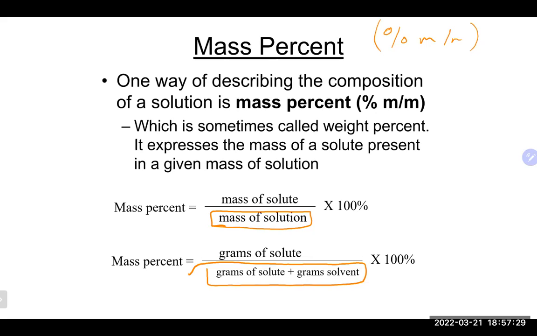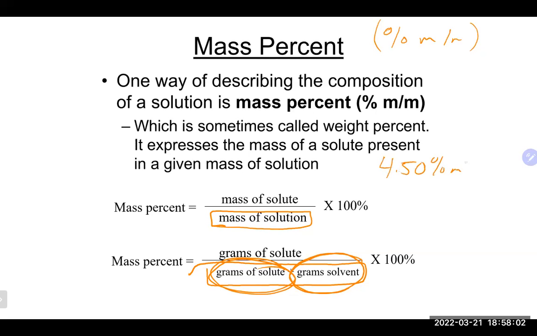So you want to make sure that when you divide on the bottom here, it actually is both of those things together. And in a lot of mass to mass percent problems, you actually do need to add those two numbers together to get the number on the bottom. So that's, again, a very common mistake. People will just look and go, oh, that looks like a big number, I'll just use it, thinking it's the solution, but it really is just the solvent. So you want to make sure you get both of those on the bottom. It's really important.